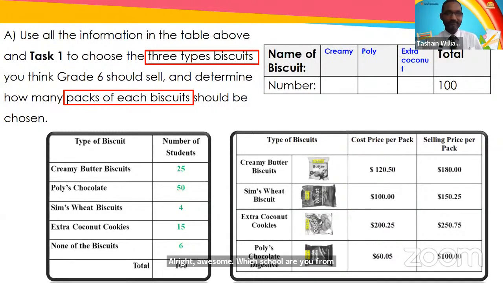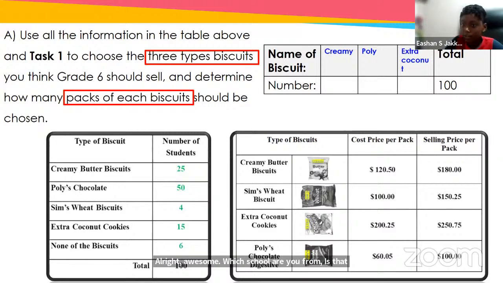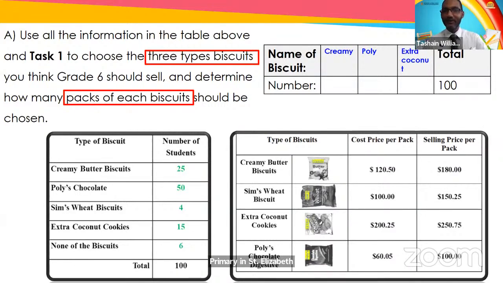Which school are you from, Ishan? Savannah Primary in St. Elizabeth. Okay. Representing well today. Big up yourself and big up your school and your principal and teachers, all who are tuning in today on our YouTube page, and those of you who are on our Zoom platform. Once again, let me big you up. So, Ishan, let's get back to it.